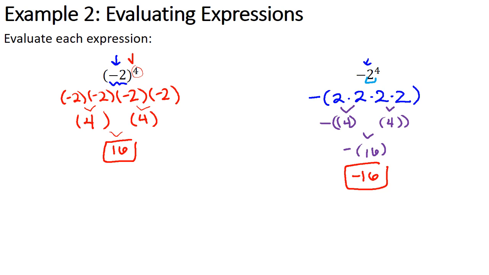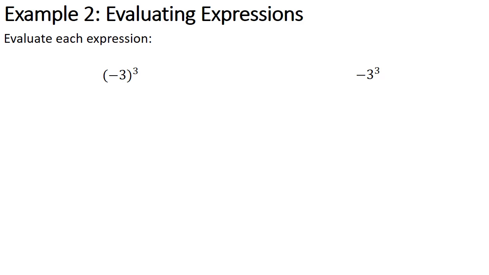So the difference between our parentheses and no parentheses in this case is going to be the difference between +16 and -16. Okay, so as we evaluate some more expressions here, what we can see is we have this -3 inside parentheses raised to the power of 3, and we have this -3 outside of parentheses, no parentheses at all, raised to the power of 3. So again, as we write this as repeated multiplication, what we see is -3 times -3 times -3. And so -3 times -3 is going to give us a +9, times -3 is going to give us a -27 for our answer.